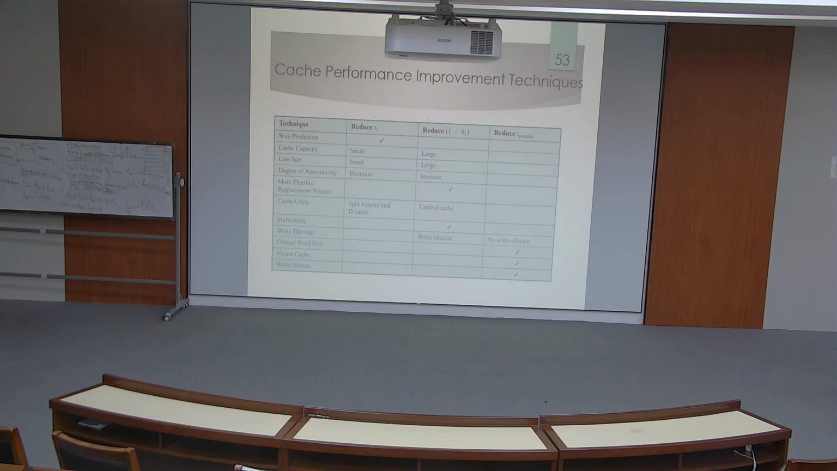Now, here is the cache performance improvement technique summary. We have discussed all these techniques: way prediction, cache capacity, line size, degree of associativity, and more flexibility with replacement policy. For cache unity, we split the cache memory into instruction or data cache, or we have the prefetching technique, the write-through, critical word first, victim cache, and write buffers. So this is a summary of the cache performance improvement techniques, and it is the end of lecture number 15.